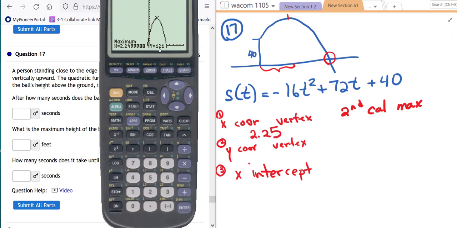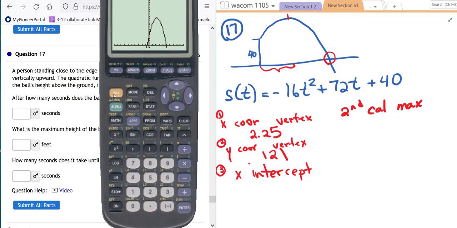That's rounded. The y coordinate, which gives us the maximum height, is 121. So we got both of those answers from that one thing, which was second calc max. All right. And now we want the x-intercept. So let's get this off of here. Probably should have found it from the first graph. It's right here. So we're going to move to it.